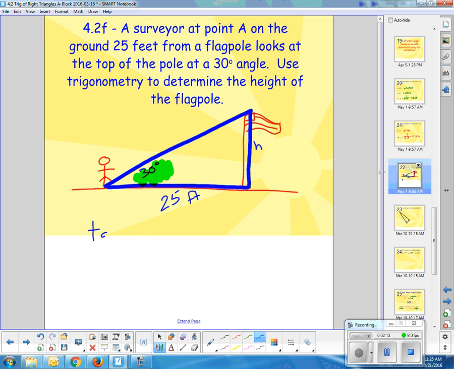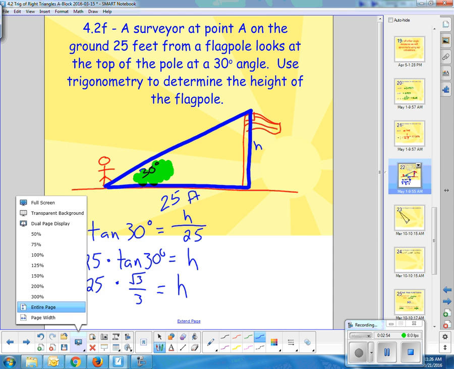So I could say that tangent of 30 degrees is equal to the length of the opposite side, h, over the length of the adjacent side, 25. So I can create a trigonometric equation here. Little bit of algebra, I'll multiply both sides by 25. I get 25 times tangent of 30 degrees equals h. Now, in this particular case, 30 degrees is one of our special angles, so I don't necessarily need to use my calculator. I can say 25 times root 3 over 3 is going to give me the height of my flagpole.